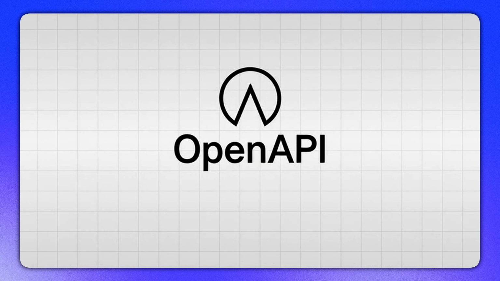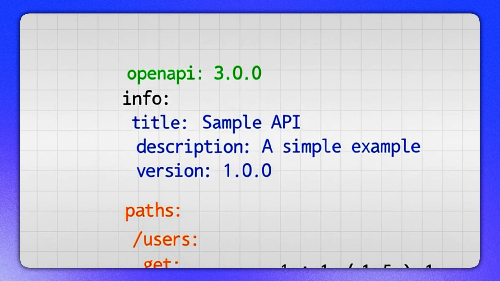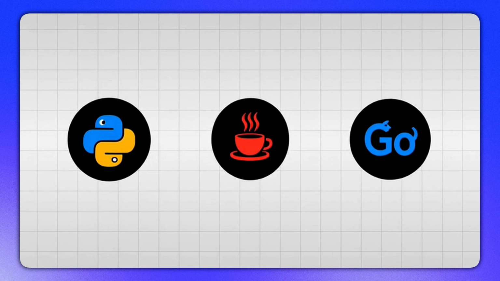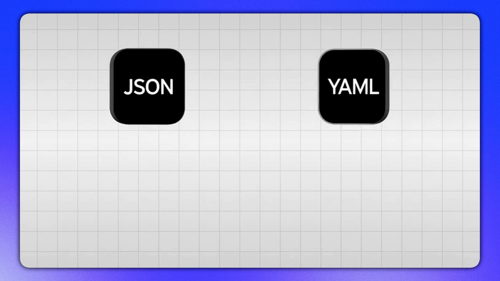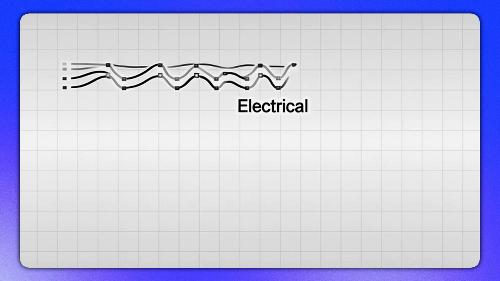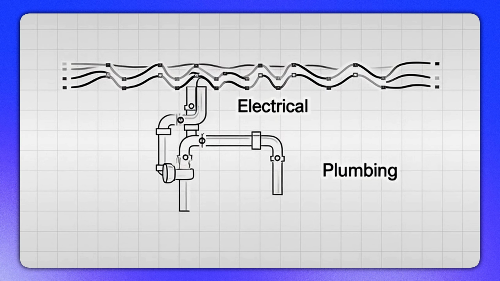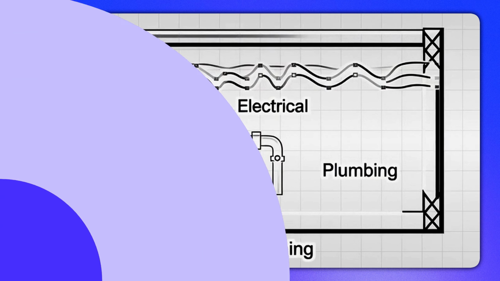Formerly known as Swagger, the OpenAPI specification is a standard language-agnostic way to describe RESTful APIs. It doesn't matter if your API is written in Python, Java, or Go, OpenAPI describes what the API does, not how it's coded. It's written in YAML or JSON, making it easy for you to read and even easier for software to parse. Think of it as a blueprint for a house. It doesn't build the house itself, but it tells the electricians, plumbers, and carpenters exactly where the wires, pipes, and walls go.